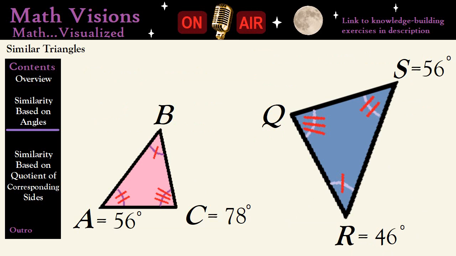each triangle. We have triangle ABC, in which angle A is 56 degrees and angle C is 78 degrees. To the right of it is triangle QRS, in which angle R is 46 degrees and angle S is 56 degrees. If we had the measurements of all three angles, and the triangles still only had one angle in common, we could write these triangles off as not being similar.